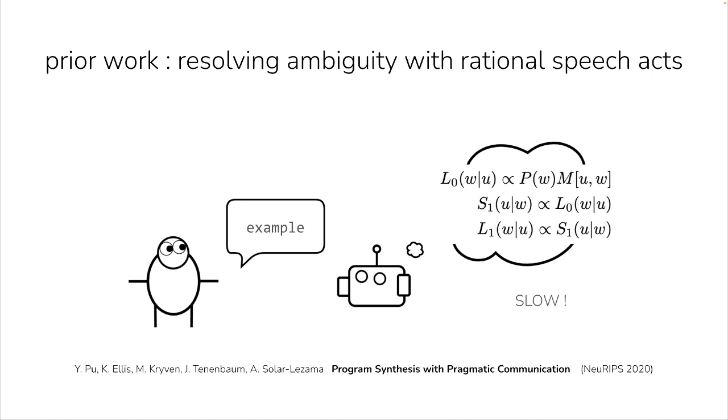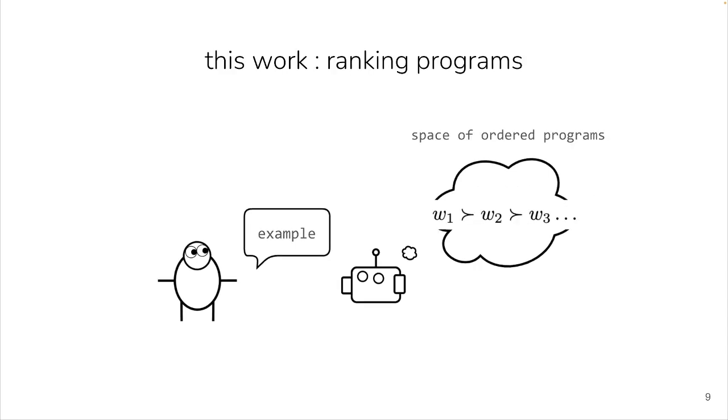The issue with implementing rational speech acts in program synthesis is that, being recursive and Bayesian, it does a lot of normalization and is very slow. In this work, we seek an alternative synthesizer that simply ranks the space of programs. And hopefully, this ranking can match the performance of performing the recursive Bayesian reasoning of rational speech acts.